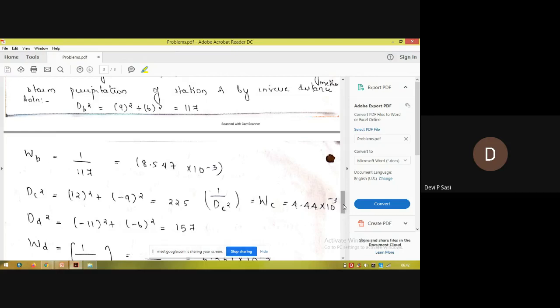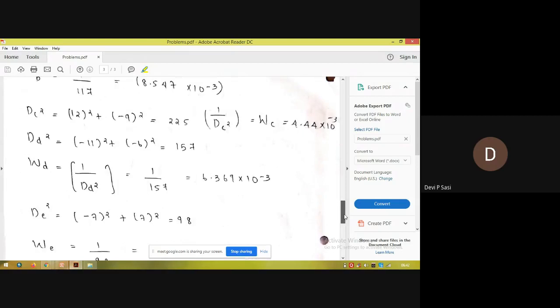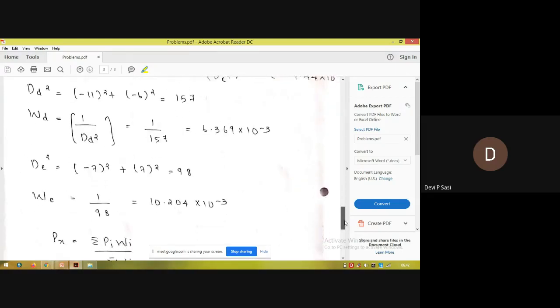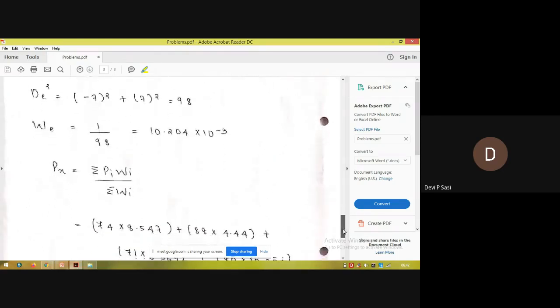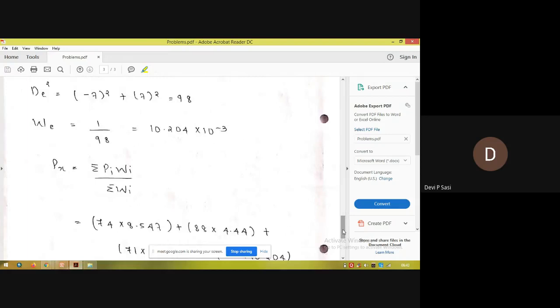Similarly, find DD, WD, DE and WE, using the same procedure. Okay, now we have obtained the weightage of all stations. Then you have to find the missing precipitation. The final step is to find the missing precipitation using the equation.